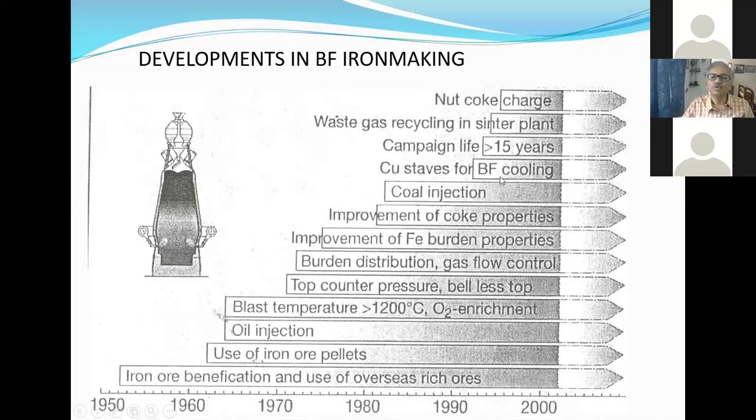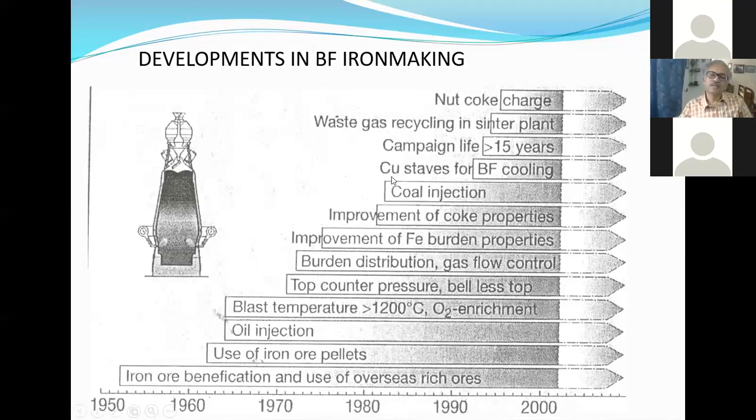Then came the coal injection, the PCI injection case, lately in the 1970s because of the oil crisis, when the oil price suddenly increased because of the world oil crisis. That is when coal injection started, and nowadays people don't look back to oil injection because coal injection is now so established. So pulverized coal injection has taken its shape today.